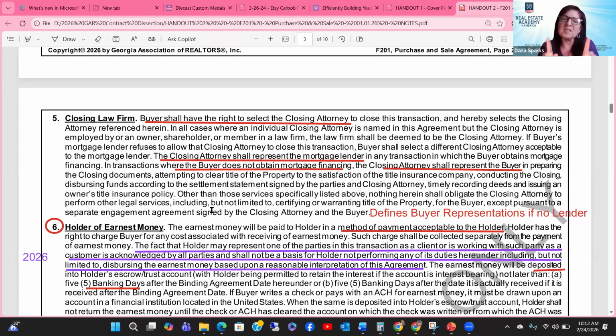So just be careful, because there are some situations where a closing attorney already has a representation agreement with a seller. If that seller has hired them to represent them, then there are situations, and a lot of times that's with new construction, where the closing attorney represents a seller, and that is disclosed. So again, not most of the time, but a lot of the times that would be with new construction.